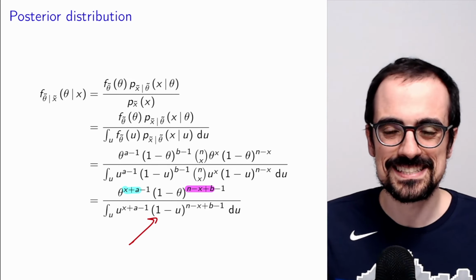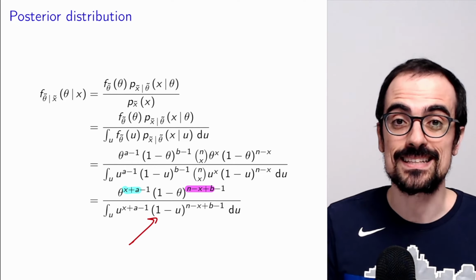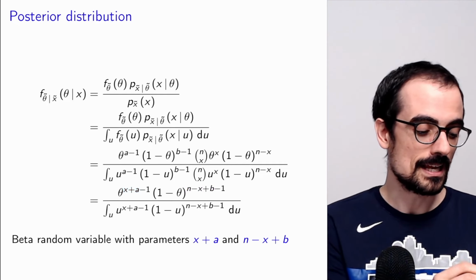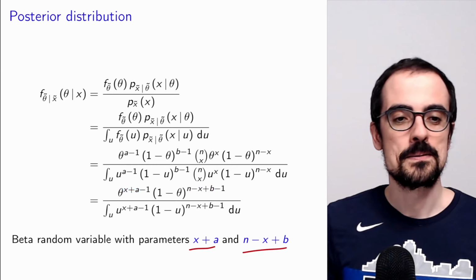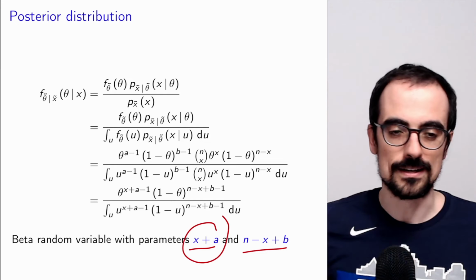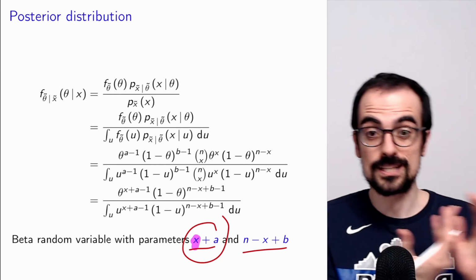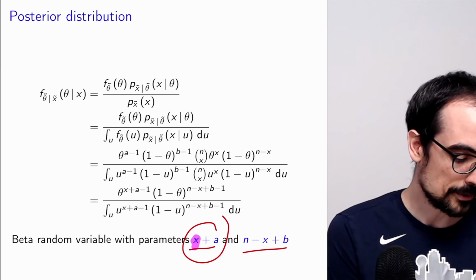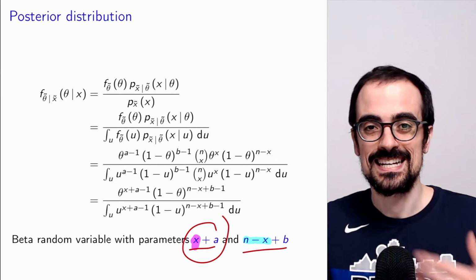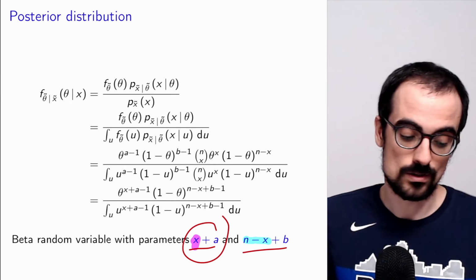What kind of PDF is this? If you remember from what I showed you before, this is just a beta. This is the PDF of a beta random variable where the parameters are x plus a and n minus x plus b. Remember that this first parameter pushes the density towards 1. So if we have a lot of ones in our data, this is going to push the density towards 1. This is the number of zeros, and this parameter pushes the density towards 0. So if we have a lot of zeros, the density is going to be pushed towards 0. We're going to see an example of this right now.